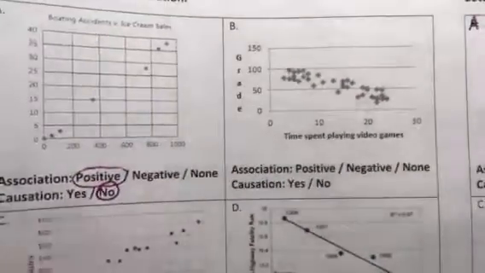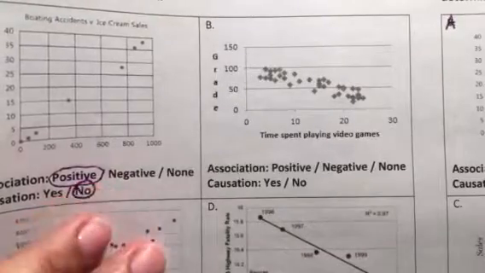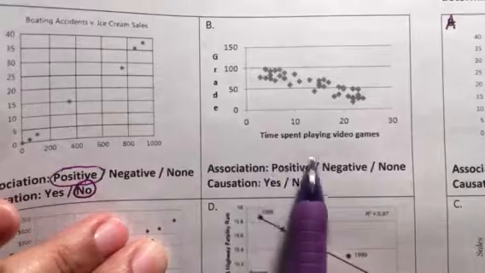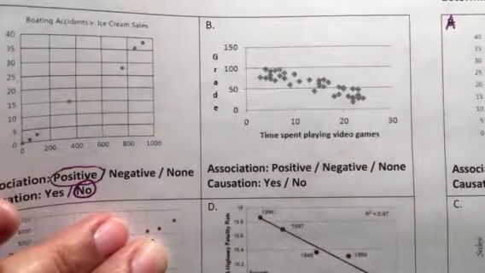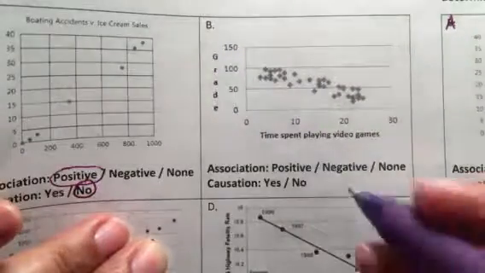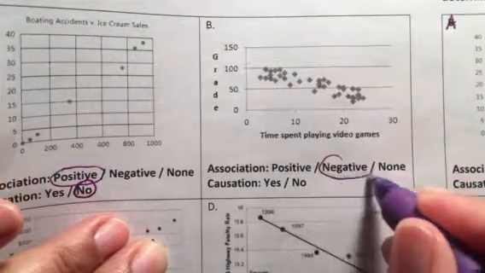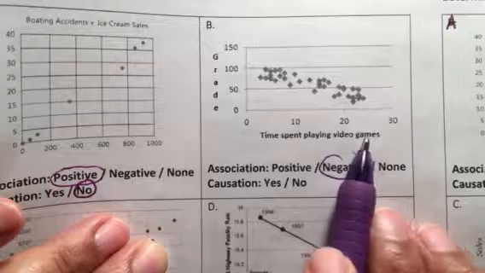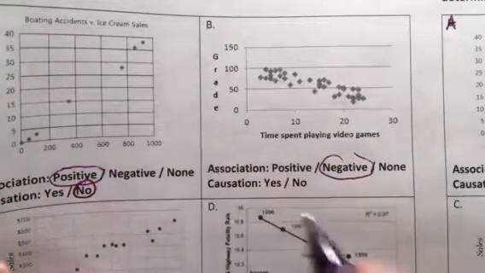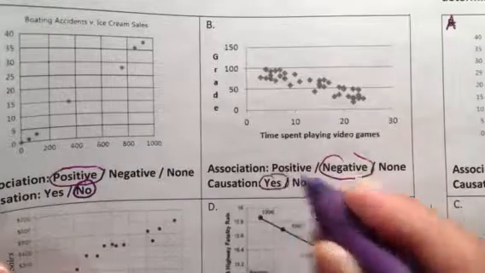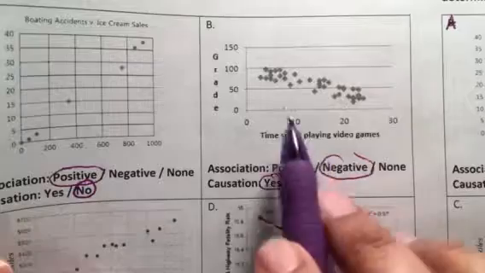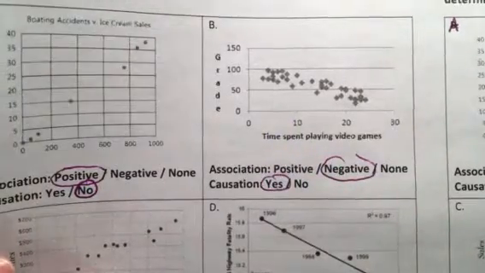Alright, letter B. So you have your grade and the time spent on video games. Again, if I were to connect some of these points, it is going down, so it is a negative. So the time that you spend on video games, does that affect your grade? Well, yes, if you're spending all your free time playing video games, you're not studying, which means you're going to fail.